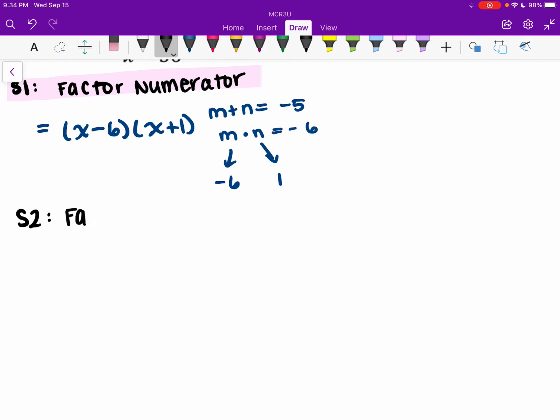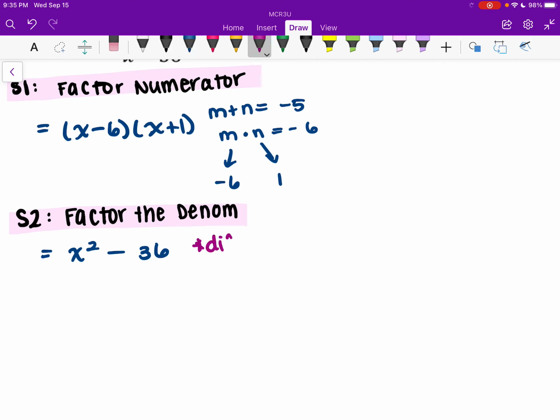Then we're going to go ahead and factor the denominator. I'm just going to write it as denom, because I can't be bothered to write denominator. So let's factor the denominator. If we look at it, x squared is a perfect square and 36 is a perfect square, so this is the difference of squares, right? There's a subtraction sign in the middle, so I'm just going to write difference of squares.